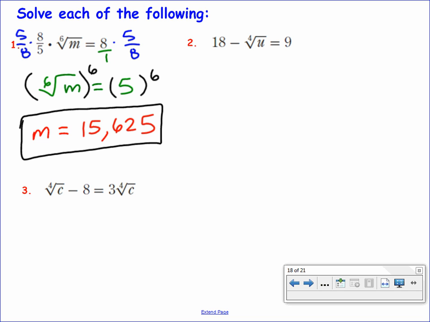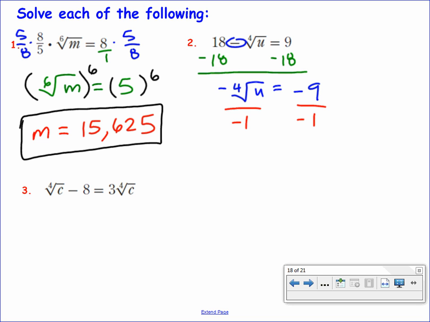Let's do 2. Ready? First step. Subtract 18 from both sides as we get closer to isolating the radical. I still have the negative here, so let's keep that for one more step. 9 minus 18 is negative 9. How will I undo the negative? I'll just multiply both sides or divide both sides by -1 to isolate my fourth root. The fourth root of u now equals negative divided by negative equals positive.